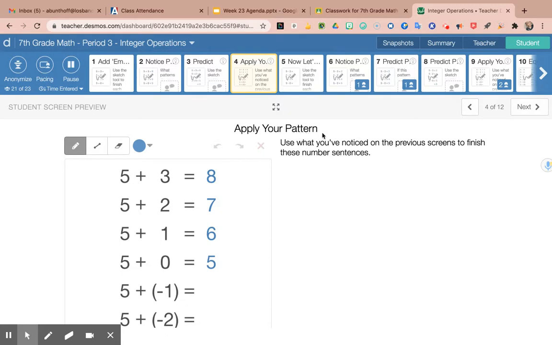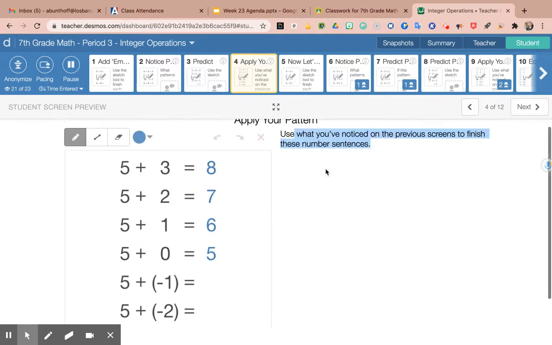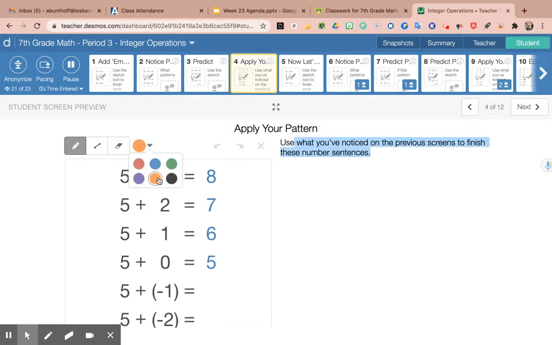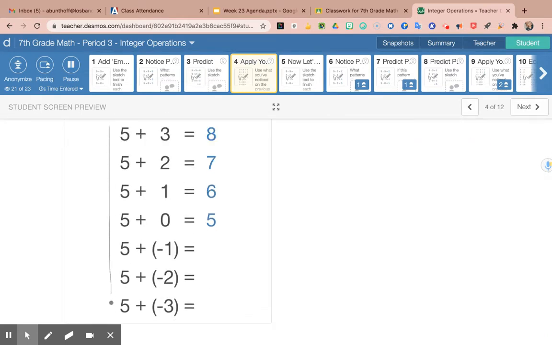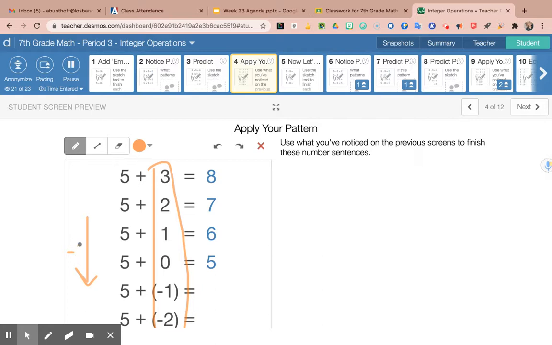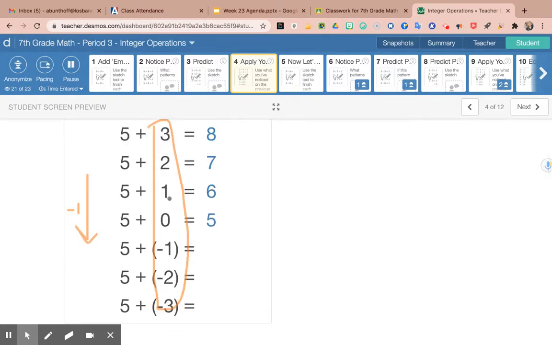Number 4, it says apply your pattern. Use what you've noticed in the previous screen to finish these number sentences. So you'll notice that the first number is staying the same. So that stays the same. And the second number is going down by 1. So 3, 2, 1, 0, -1, -2, -3.